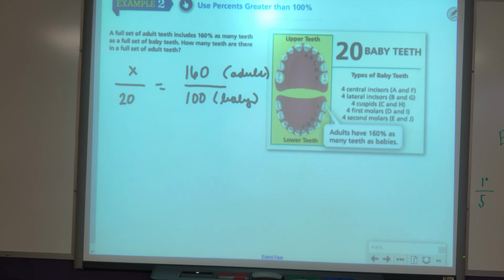Wouldn't it make more sense to just multiply 20 by 5 to get 100 and then divide 160 by 5? You could, because you can get 100 easily. But can you always do that? No.